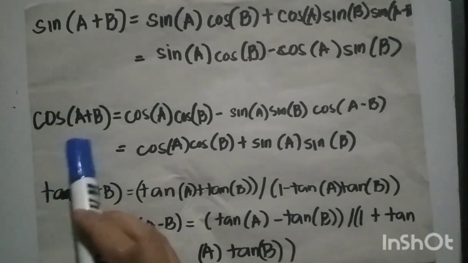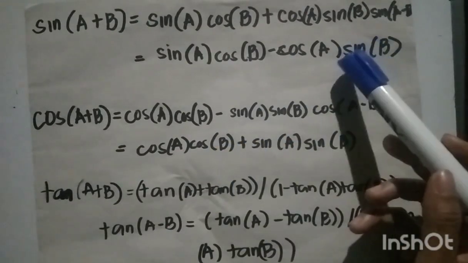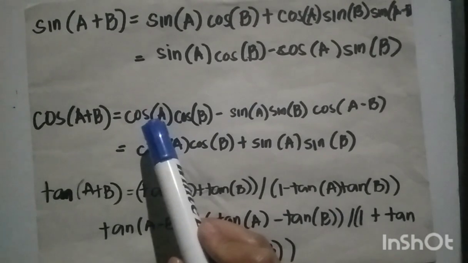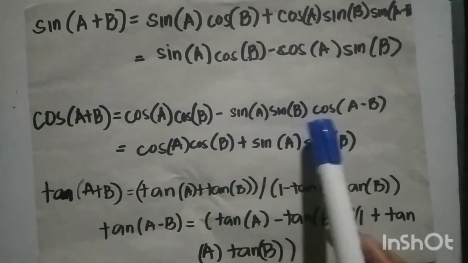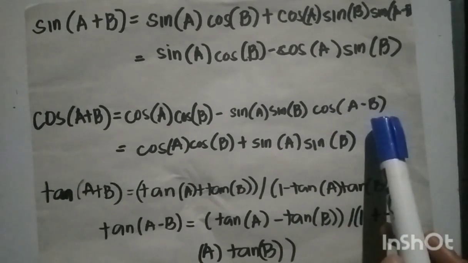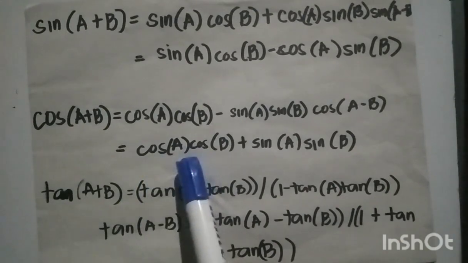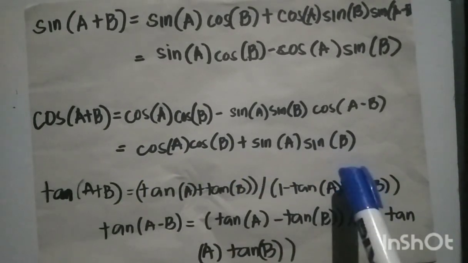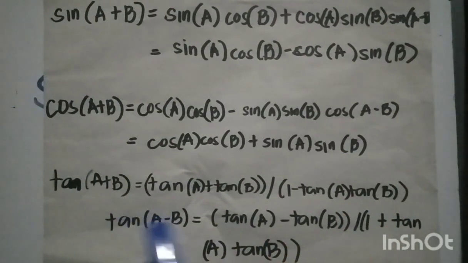Now here is the cosine function. As you can see, we have here the similarities, right? But in the cosine function we have cosine alpha plus beta equal to cosine alpha times cosine beta minus sine alpha times sine beta, and cosine alpha minus beta equal to cosine alpha cosine beta plus sine alpha times sine beta. So here we have the tangent function. This is the tangent function.